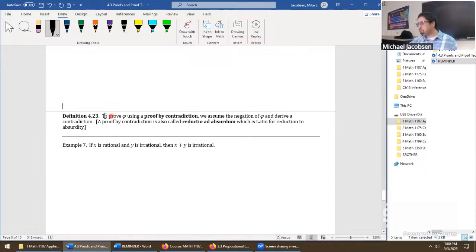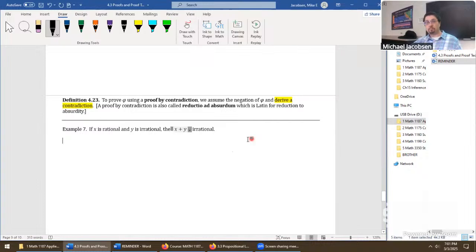But what does this do? To prove phi using a proof by contradiction, we assume the negation of phi. Derive a contradiction. We'll say that that contradiction emerged in our argument because of the assumption of the negation of phi. And if that assumption, the negation of phi, is true and derives a contradiction, we say it's the negation of phi that's the fault of our contradiction. So phi itself is proven. That's the whole idea of proof by contradiction.